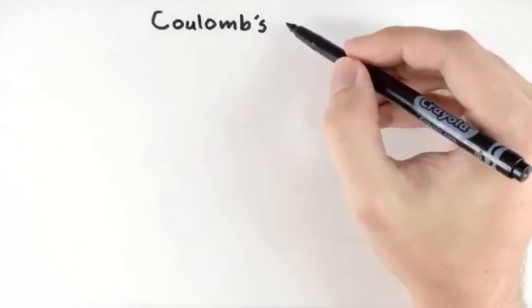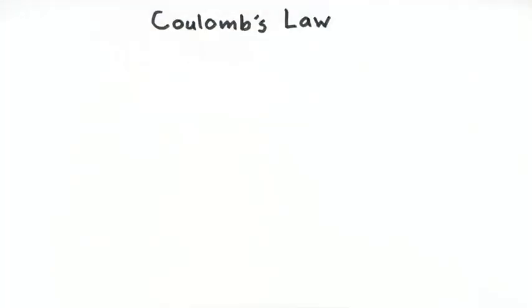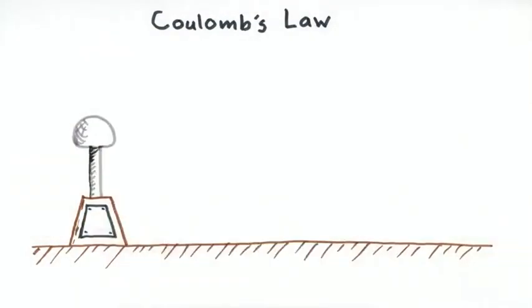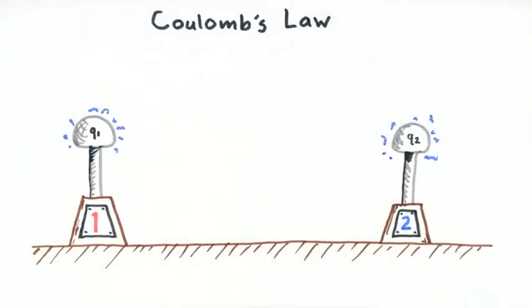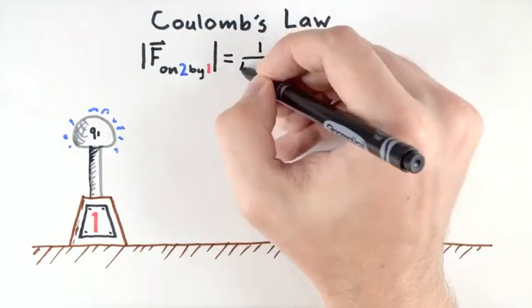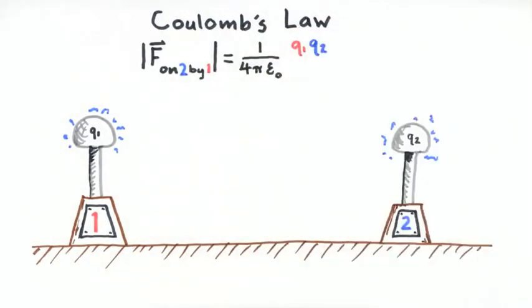Let's start by reminding ourselves that in Coulomb's law, when we have two charged objects, say charge 1 and charge 2, then we know the electric force on charge 2 by charge 1 is proportional to the product of the charges and inversely proportional to the square of the distance, where the distance is the magnitude of the relative position vector r. Here the vector r locates charge 2 with respect to charge 1.